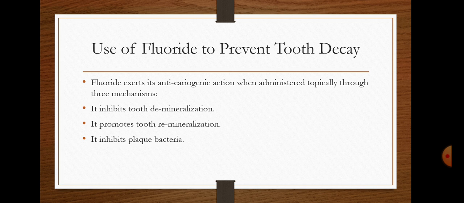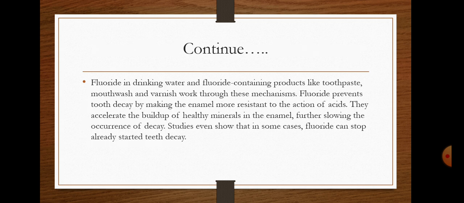Use of fluoride to prevent tooth decay. Fluoride exerts its anti-carcinogenic action when administered topically through three mechanisms. It inhibits tooth demineralization, it promotes tooth remineralization, and it inhibits plaque bacteria. Fluoride in drinking water and fluoride-containing products like toothpaste, mouthwash, and varnish work through these mechanisms.